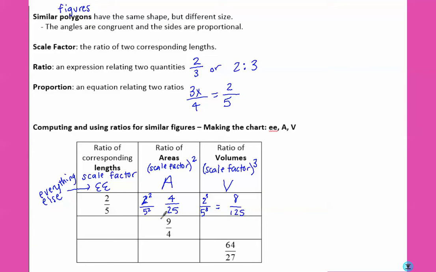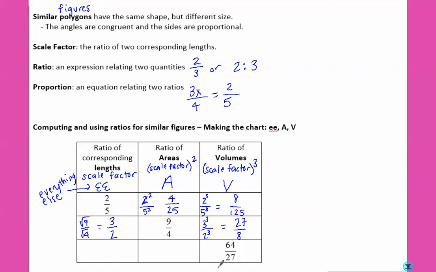If we're given the ratio of areas, we need to go back to the scale factor first. Well, since we go from scale factor to ratio of areas, we square it. To go backwards, we would do the opposite, which is square root each piece, which would give us 3 over 2. Once we have the scale factor, then we can find the ratio of the volumes. You can't go straight from area to volume. You have to go back to scale factor first. Then we can cube the scale factor, which would give us 27 over 8.